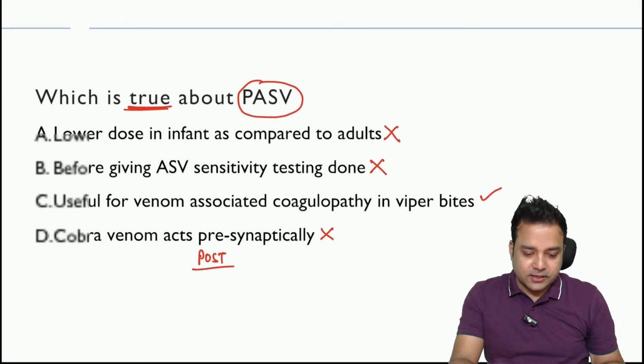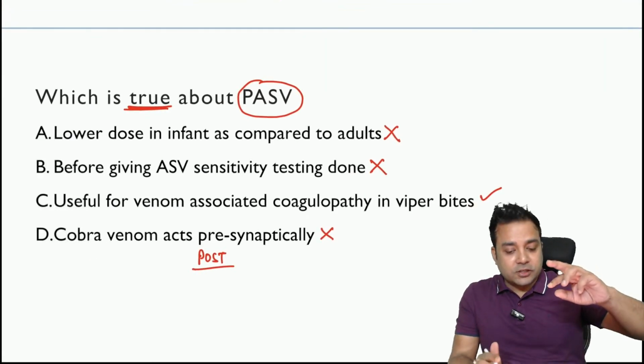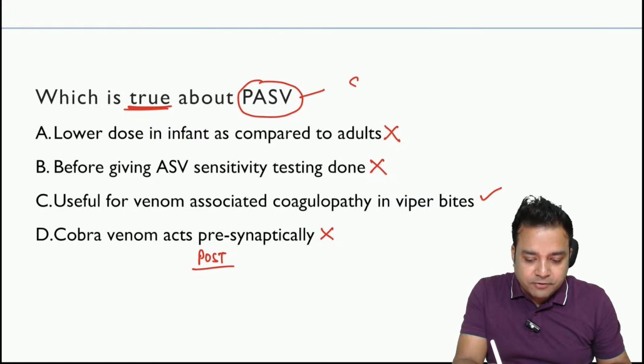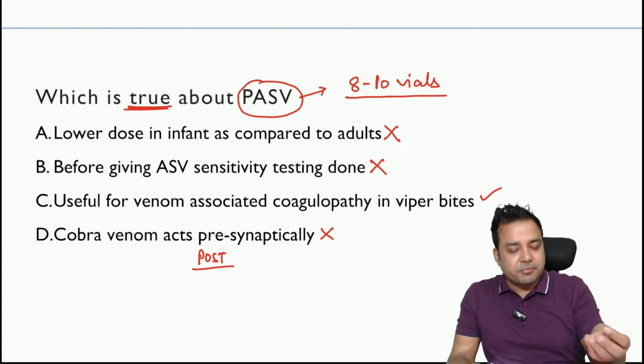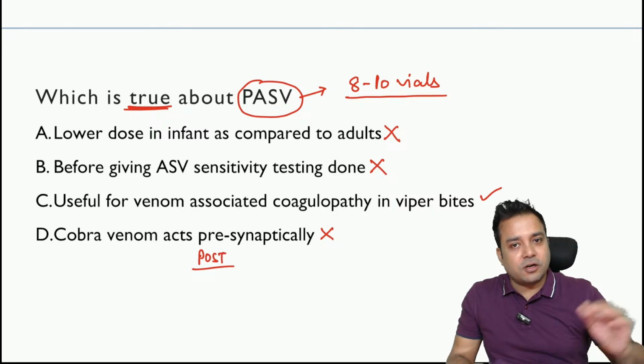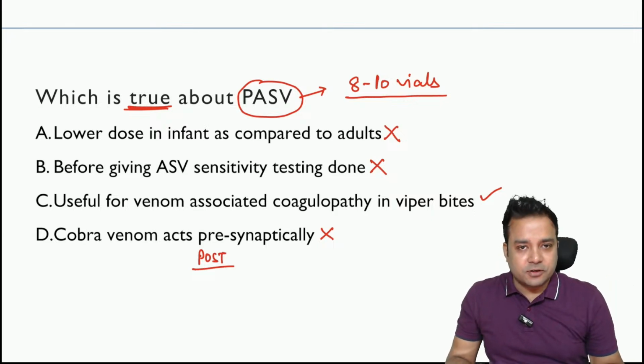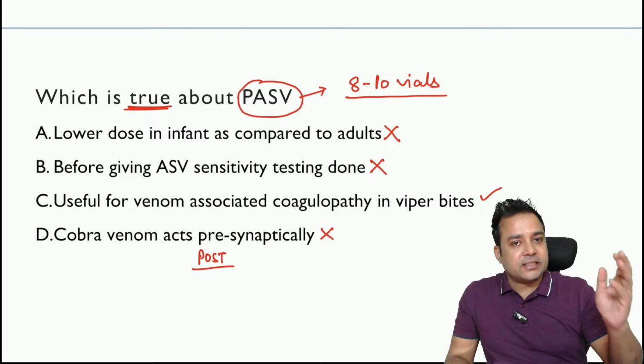So let us focus here. What is the initial dose of ASV? 8 to 10 vials. Is it the same in every person? Yes, because the amount of venom injected by the snake will be the same. The snake will inject the same venom, whether the person is male or female. So the initial dose is the same in every person, irrespective of age, race, gender.